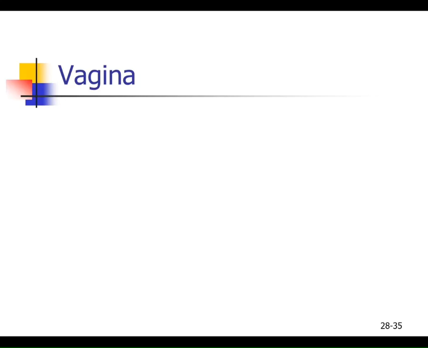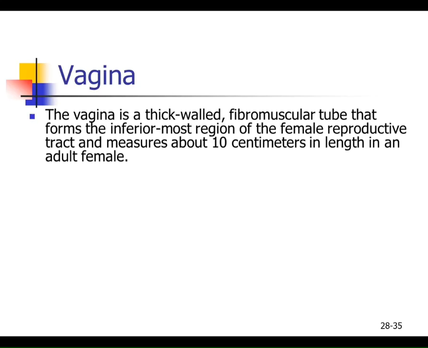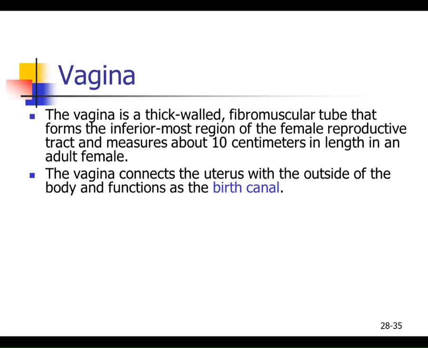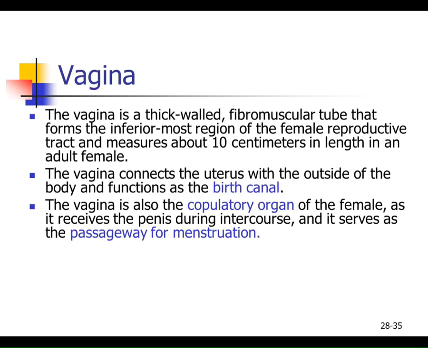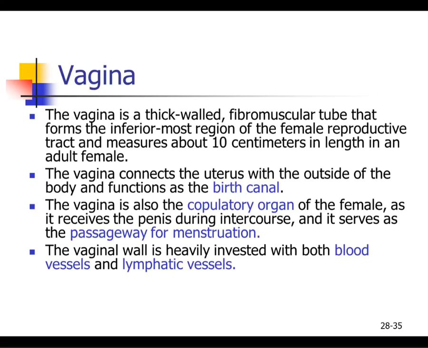Continuing down the story, vagina, just a couple more structures here. So the vagina is a fibromuscular tube. It's the birth canal, of course. It's the site of copulation and the passageway for menstruation. Lots of blood vessels and lots of lymphatic structures.